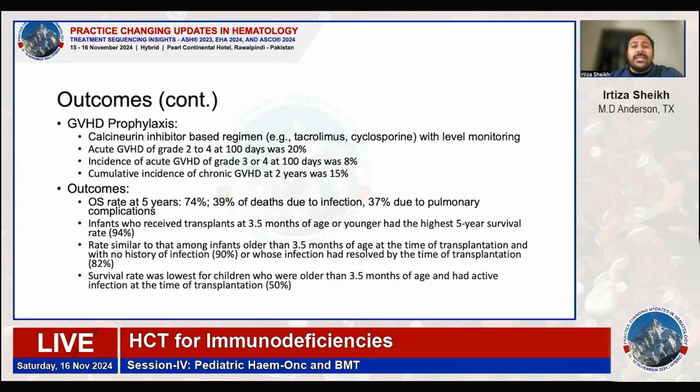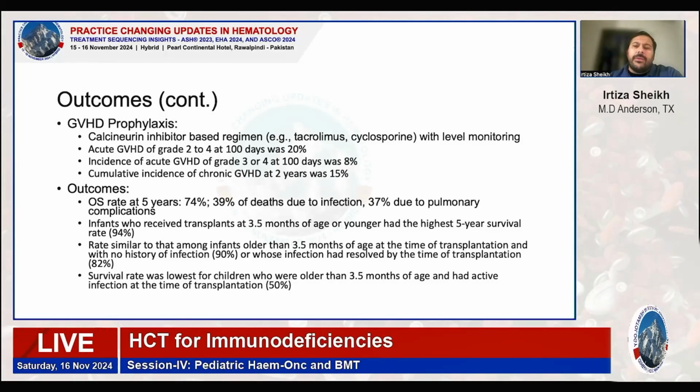But when they looked at this study specifically, they described that in patients on adequate GVHD prophylaxis with a calcineurin inhibitor, severe graft versus host disease, which we define as either grade 3 or grade 4, was remarkably low at less than 10%. And there was a low rate of chronic graft versus host disease as well.